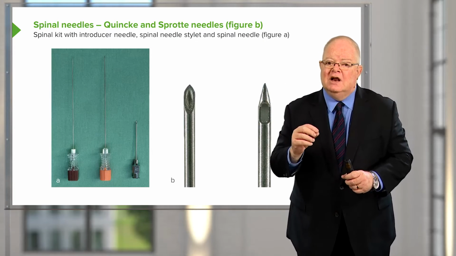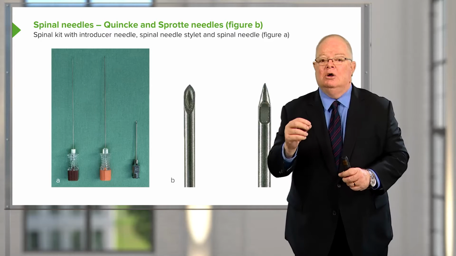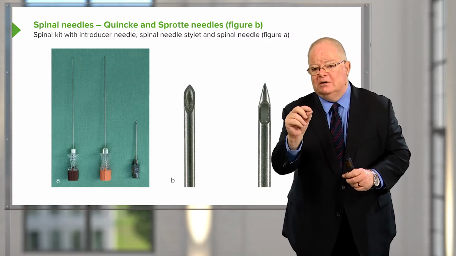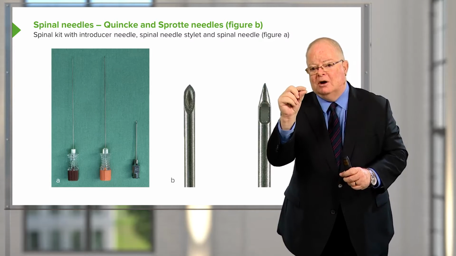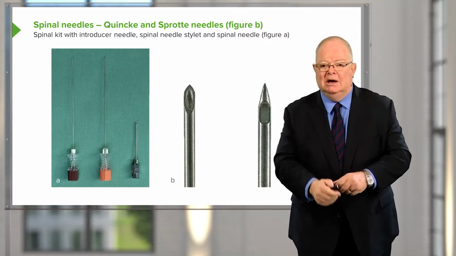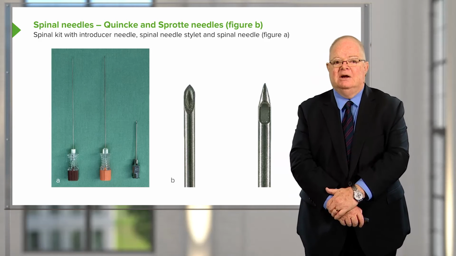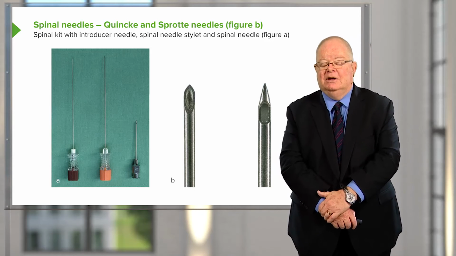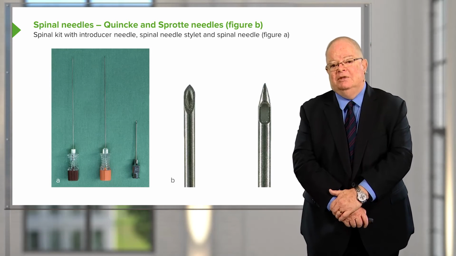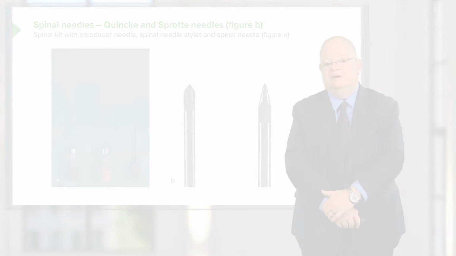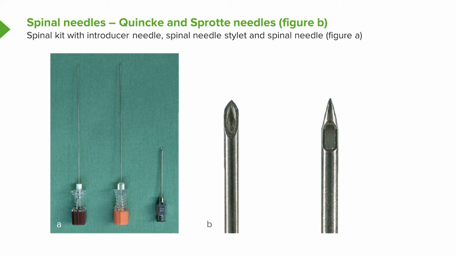The needles I use now are called Whitacre needles, and they're very similar to the Sprotte, except the hole is much smaller and much closer to the tip. And the chances of injecting local anesthetic into the wrong space is largely eliminated. The incidence of headaches with these needles is well under 1%. Whereas with the Quincke needle in pregnant women, it was around 60%. So it's a huge change. And it's allowed us to use spinal analgesia in obstetrics, whereas before we had to use epidurals.